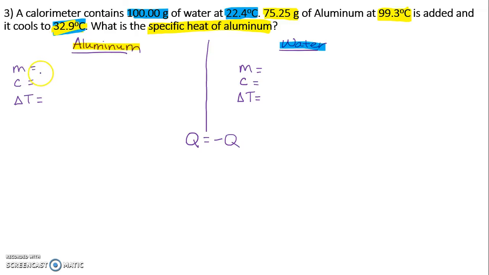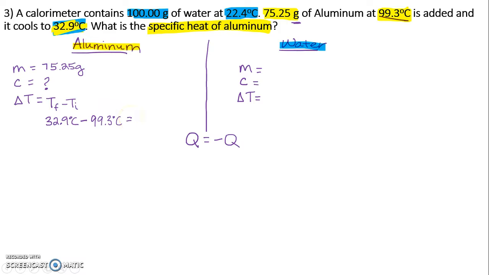The mass of my aluminum, remember mass is in grams, so my grams of aluminum is 75.25 grams. My C for aluminum, or my specific heat capacity, is my unknown. So that's my question mark. And delta T, remember delta T is T final minus T initial. My T final is always going to be the one that has two colors. So it's 32.9 degrees Celsius minus my T initial, which is where I started for the aluminum. So it's 99.3 degrees Celsius.